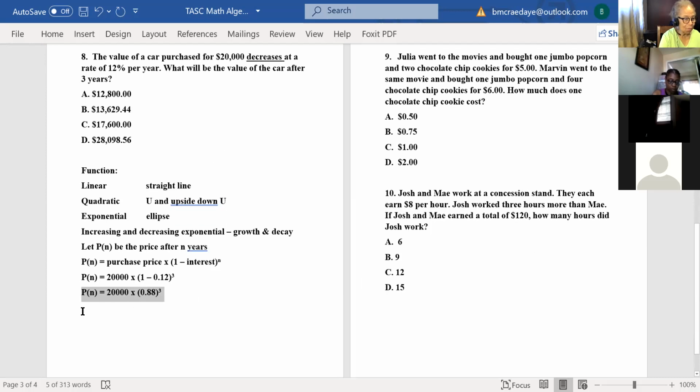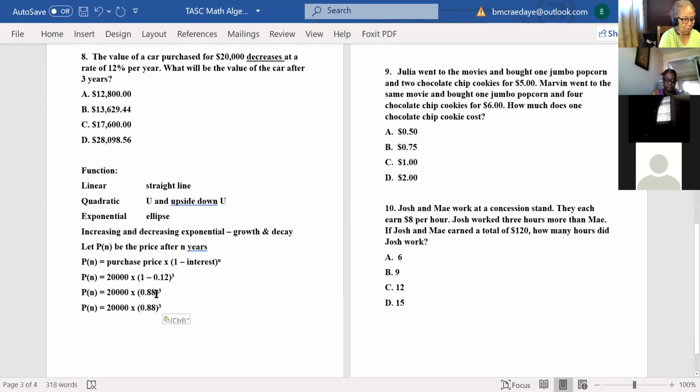Let's run this. Maureen, you got the 0.88, right? 0.12 from 1, you got the 0.88. Okay. Now multiply 0.88 by itself 3 times, because that's what the power is: multiplying by the number of times indicated by the power, or exponent.